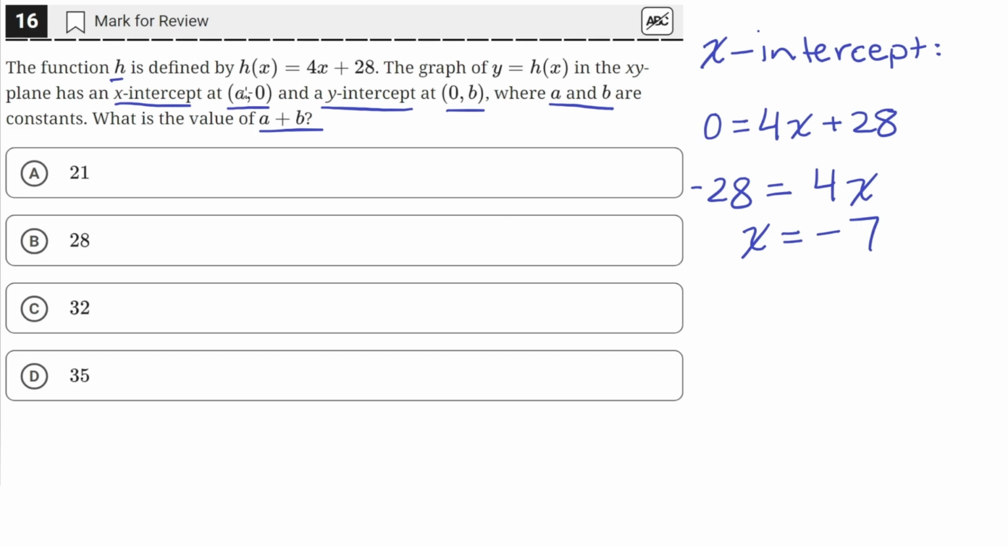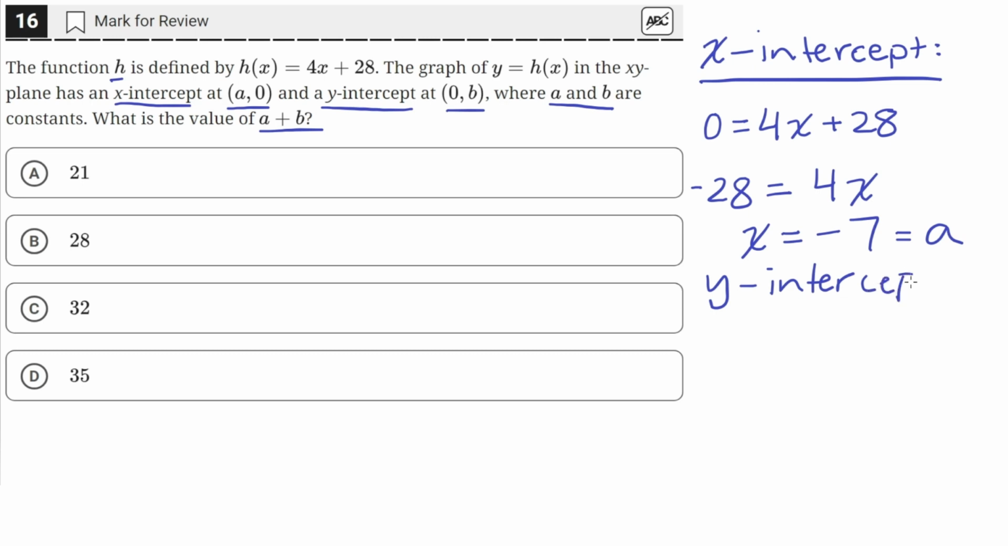So at a y value of 0, x is equal to negative 7, which means that a, which is the x value at the x-intercept, is equal to negative 7. Okay, so that was the x-intercept. Now let's find the y-intercept.